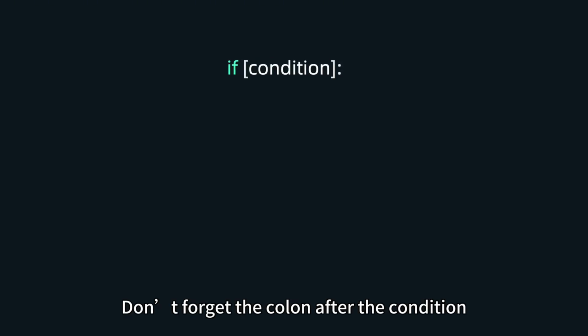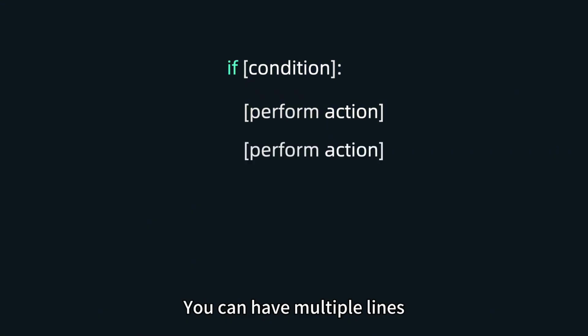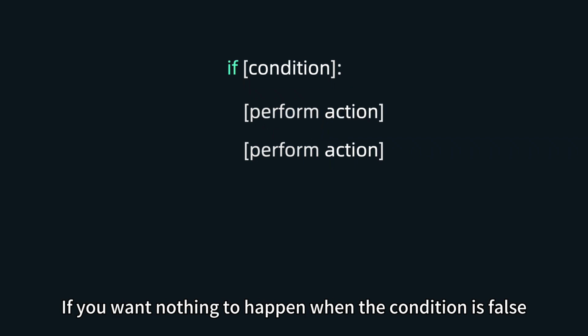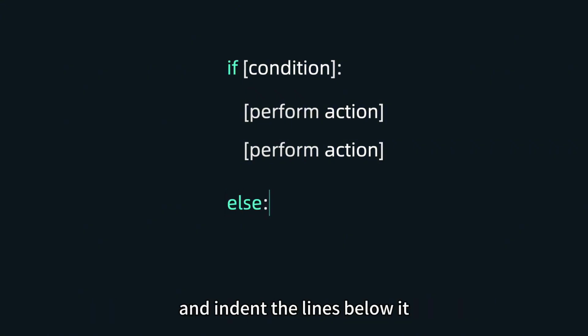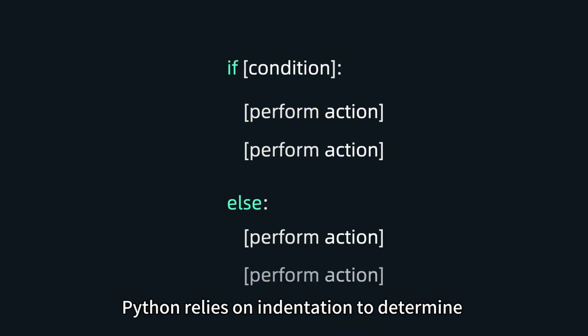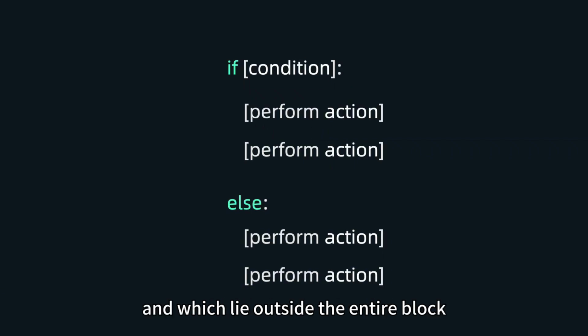Don't forget the colon after the condition. The indented lines below it run when the condition is true. You can have multiple lines, and everything indented under the if belongs to the true branch. If you want nothing to happen when the condition is false, you can stop there. But if you want code to run when the condition is false, add an else, and indent the lines below it. Python relies on indentation to determine which lines belong to the if, which belong to the else, and which lie outside the entire block.